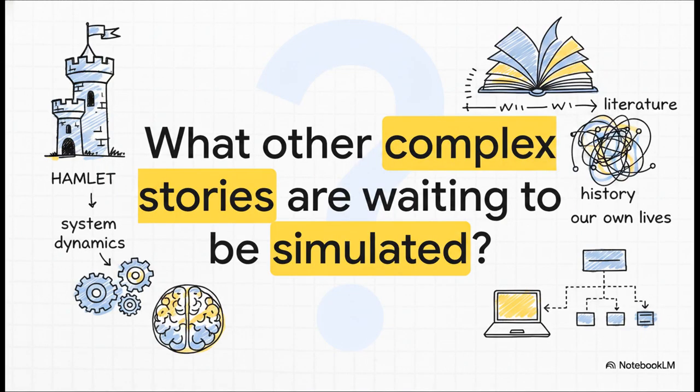And that really leaves us with a final big thought. We just saw how system dynamics gave these students a brand new kind of power to understand a classic work of art. So if this tool can make the motivations of a 400-year-old Danish prince feel immediate and logical, what other complex systems in stories, in history, or even in our own lives are just waiting for us to map them out?